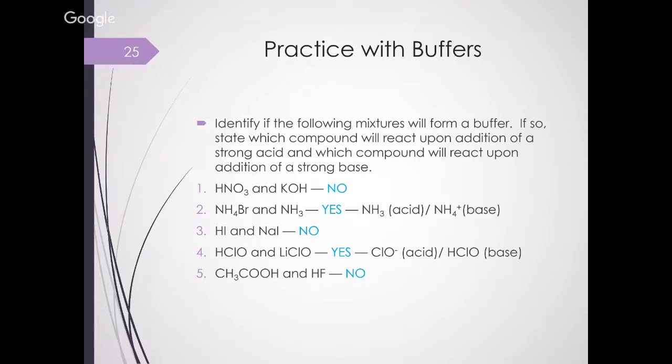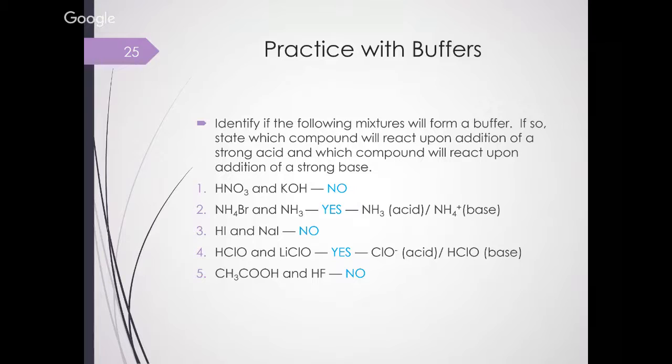So in number 1, nitric acid and potassium hydroxide, they do not have a common ion, first of all, and they are both strong. So no, when you put these things together, they neutralize and they're done. This is not a buffer. NH4Br and NH3. Well, if I ignore my Br, I see that I have NH4 and NH3 differing by 1 proton. So yes, this forms a buffer. And once again, I've made a mistake here. NH3 is the base and ammonium ion is the acid. Man, I'm not doing good on these slides.